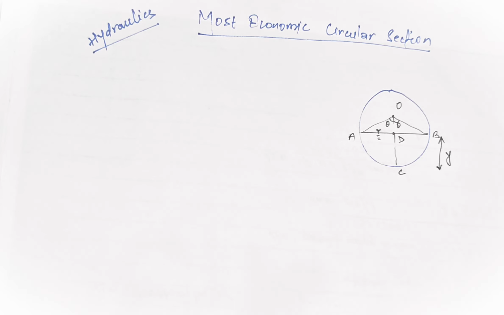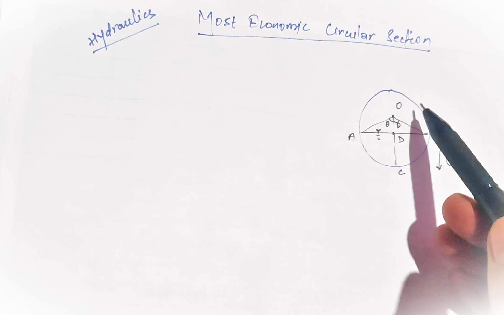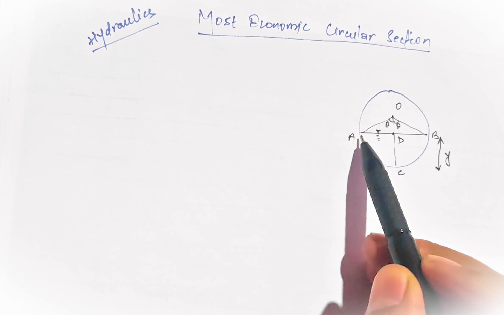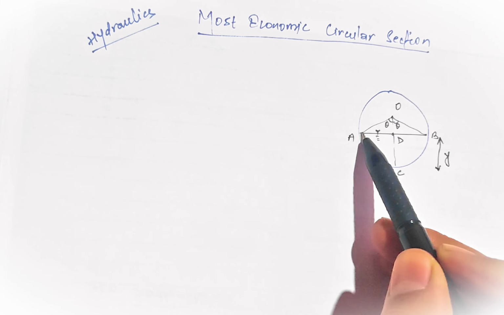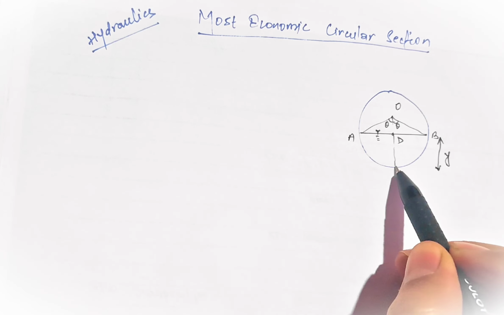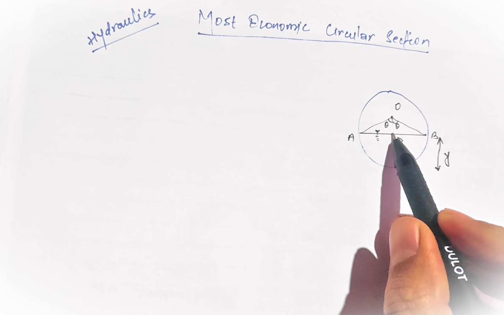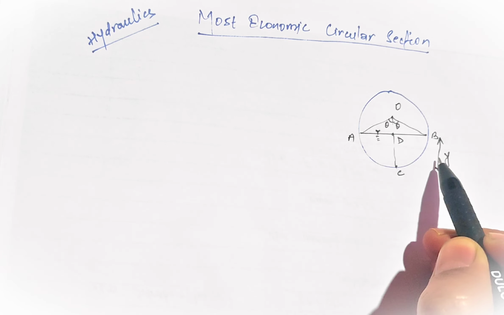In this video we are going to talk about the most economic circular section. Here we have drawn a circular section whose center is located at O and it is partially filled with water. From the bottom of the channel up to the partially filled level is denoted by Y, which is the depth of the flow.